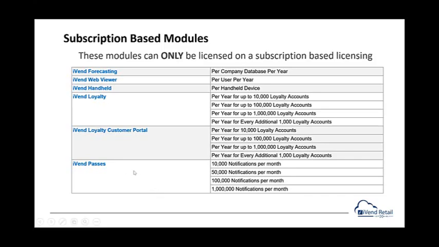And then we have iVend passes, which are digital passes allowing retailers to send out gift cards, coupons, and loyalty cards to the customers digitally via email. So these are licensed as 10,000 notifications per month, 50,000 notifications per month, 100,000 notifications per month, and 1,000,000 notifications per month. A notification is best understood as an email that is sent out. So 10,000 emails being sent out every month, all the way up to 1,000,000 emails being sent out a month. So that's how the passes are licensed.